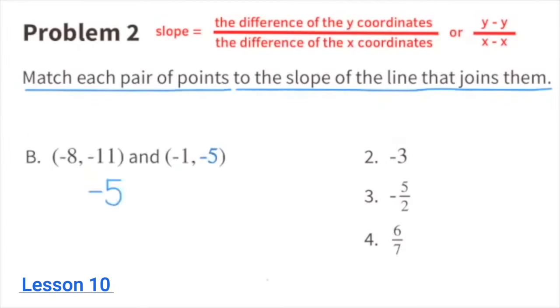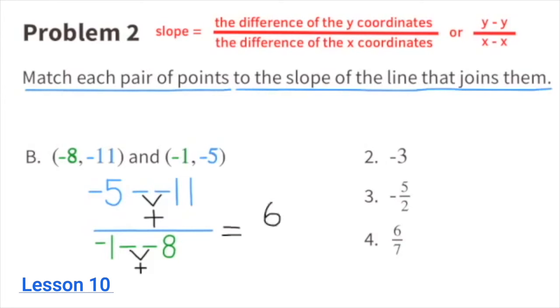B. The y value negative 5 minus the y value negative 11, that's the same as minus a negative. I like to look at it as the opposite of a negative, and the opposite of a negative is a positive. So negative 5 plus 11 over negative 1 minus negative 8, or negative 1 minus the opposite of negative 8, and the opposite of negative 8 is plus 8. So negative 1 plus 8. Negative 5 plus 11 is 6, and negative 1 plus 8 is 7. So the slope of this line would be 6 over 7.